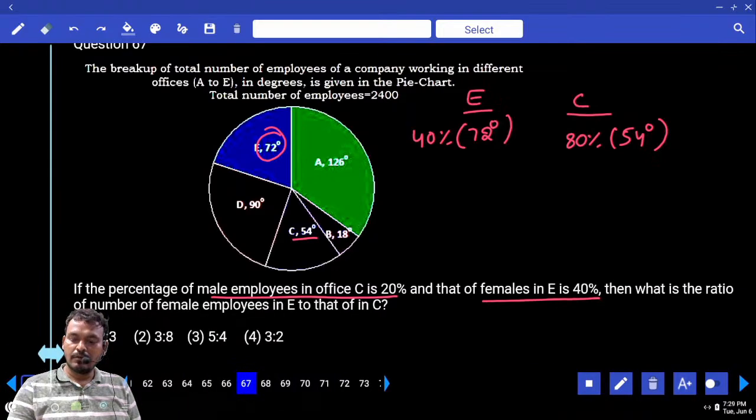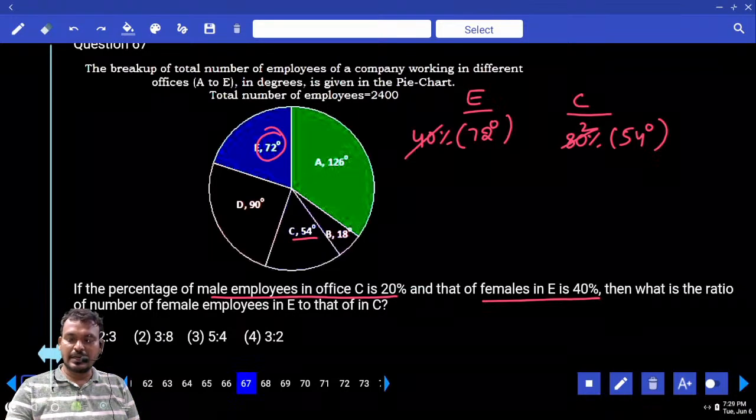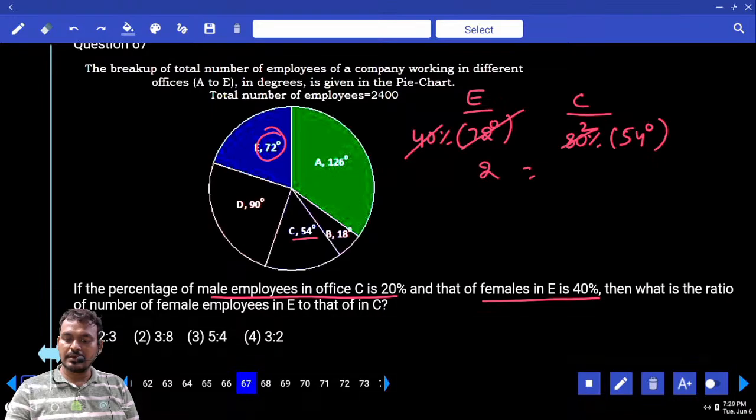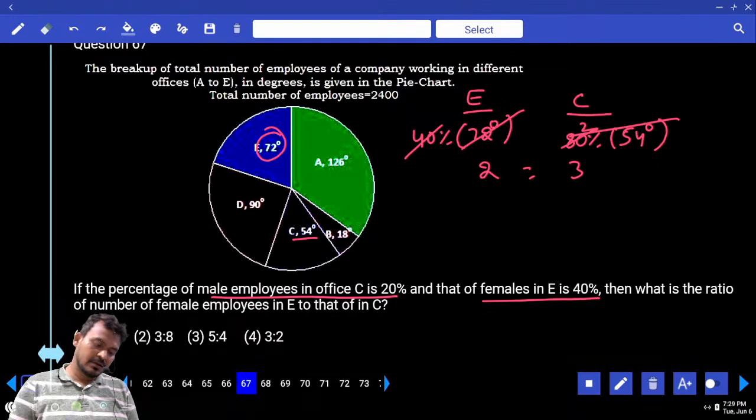Required ratio or not? 40 how many times? 2 times. And 2 into 54, 108 or not? 36 2s are 36, 3s are not? What is the answer? 2:3.